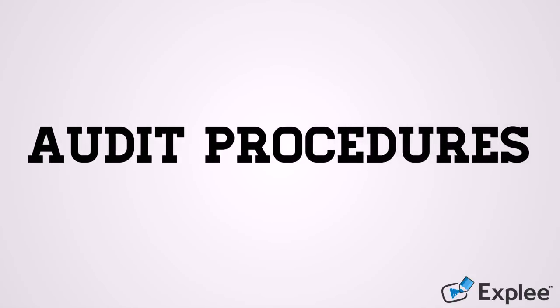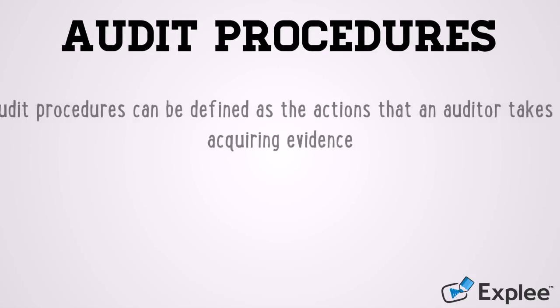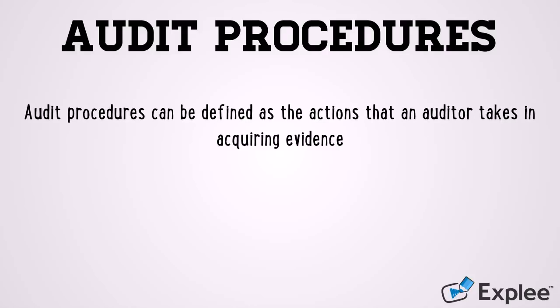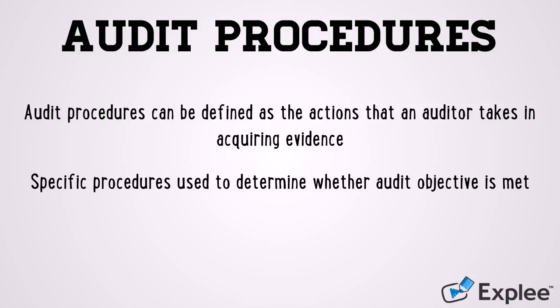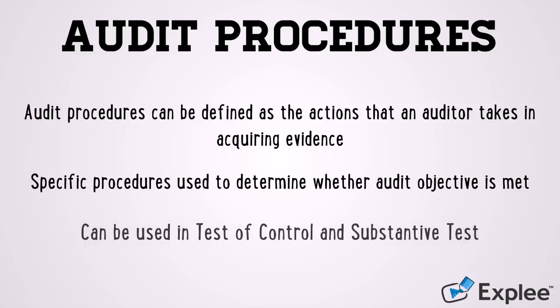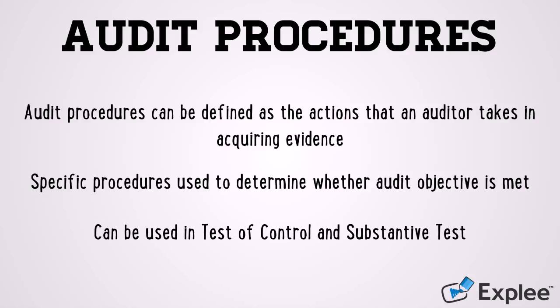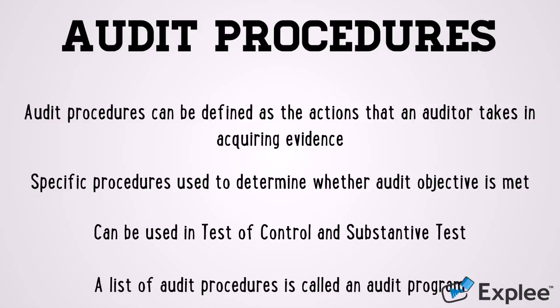Audit Procedures. Audit procedures can be defined as the actions that an auditor takes in acquiring evidence. Specific procedures are used to determine whether the audit objective is met. They can be used in tests of control and substantive tests. A list of audit procedures is called an audit program.